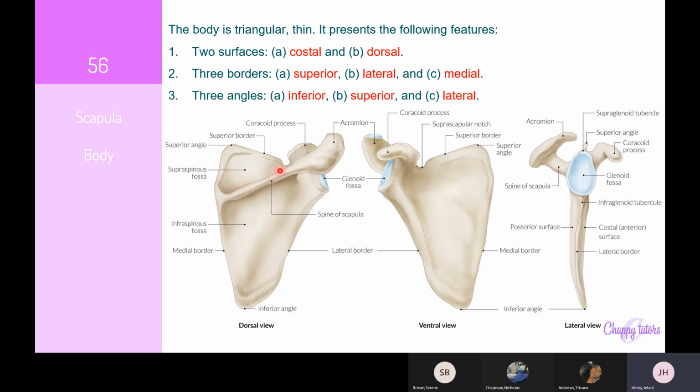This border that I'm tracing here is the upper lip of the crest of the spine of the scapula. This lower border is the lower lip of the crest of the spine of the scapula, right? The upper lip continues into the acromion process to form the medial border of the acromion. So this border here is the medial border of the acromion. The lower lip continues to produce the lateral border of the acromion, right?